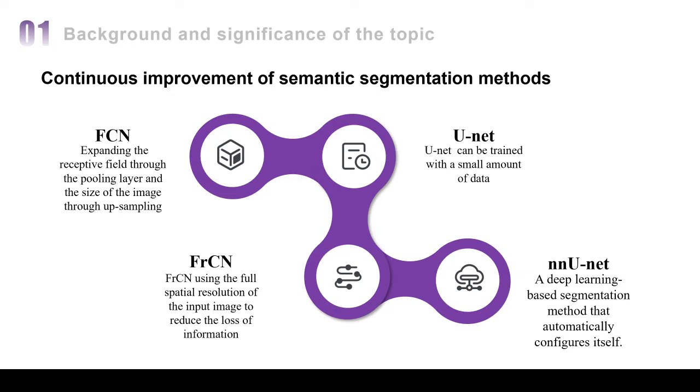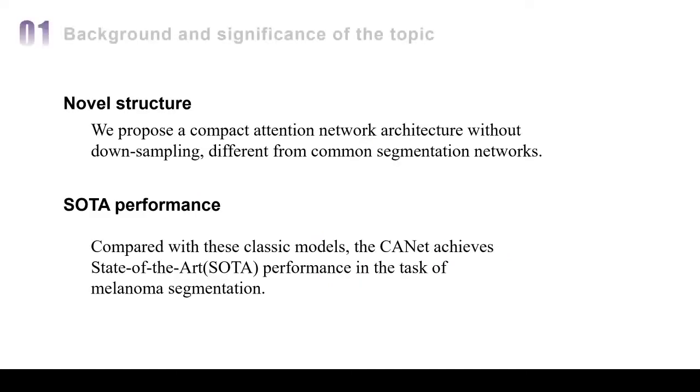AlphaCN, it uses the full spatial resolution of the input image to reduce the loss of information. nnUNet, an improvement based on UNet, and it could automatically configure itself. And we propose a compact attention network architecture without downsampling, different from common segmentation networks. Compared with these classic models, the CANet achieves SOTA performance in the task of melanoma segmentation.